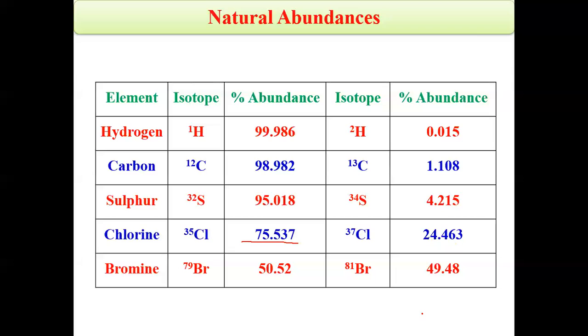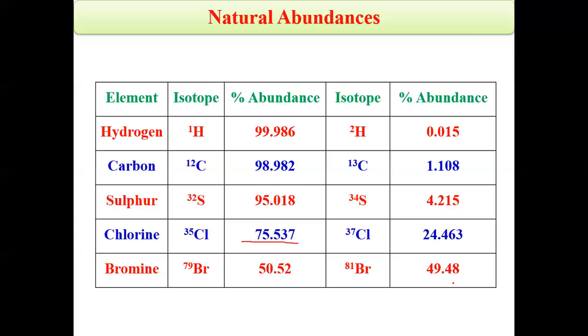Another very interesting thing is that bromine exists as bromine 79 and bromine 81 isotopic forms, and approximately their existence is 50%. Look at this, bromine 79 has 50.52%, while bromine 81 has 49.48%. Approximately they exist in equal amounts.